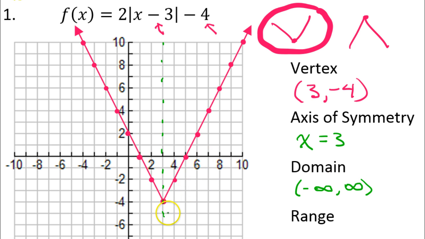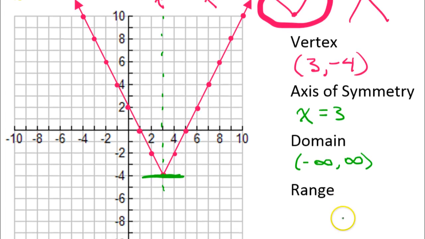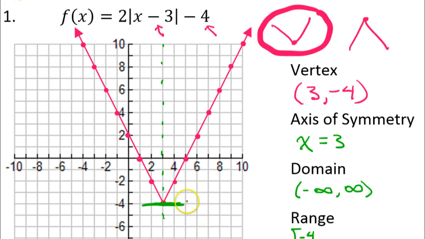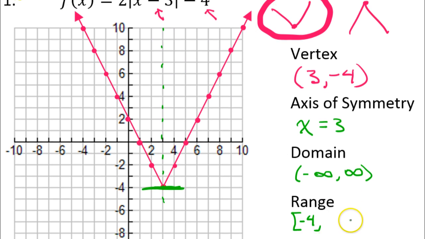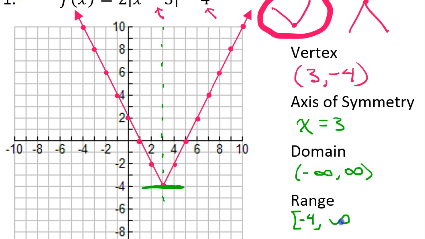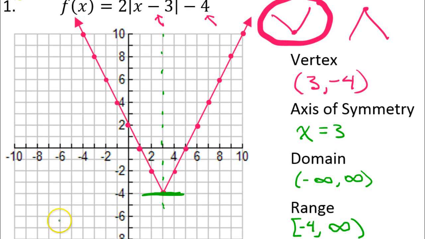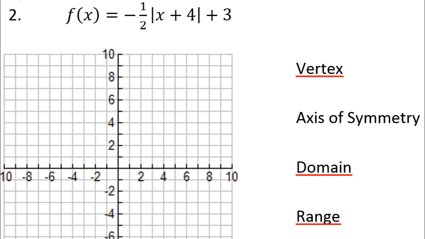Now the range is not so extreme. The range goes from bottom to top in that order. The order matters. The bottom of the graph is here, so we're going to begin at negative 4. All right, and I'll use a bracket because it touches negative 4. It needs to be included. So this is the bottom of the graph, but there is no top. It goes up forever. So negative 4 to positive infinity. And that's going to be the range. And that is all we needed for problem number 1. Okay, let's take a look at problem number 2.